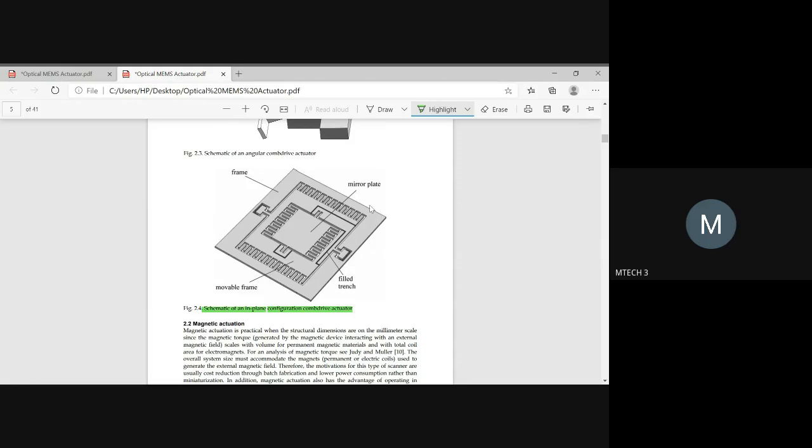You are developing the pattern and etching out, and you are making many devices in a single stretch by using the combo drive actuator mechanism. So usually this type of combo drive actuators are frequently used in fabricating MEMS devices.